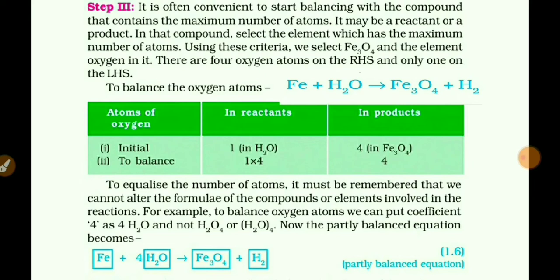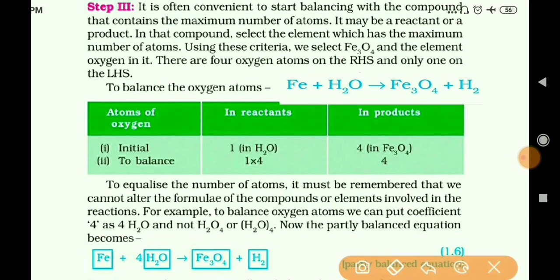Let us draw a table of oxygen atoms. In the table, atoms of oxygen in reactant and in product. The initial atoms present in the water molecule: 1 in reactant, 4 in product. Then we need to balance oxygen atoms on both sides. We need to multiply by 4 for oxygen atoms to be balanced. So we need to write 1 into 4 on the reactant side.